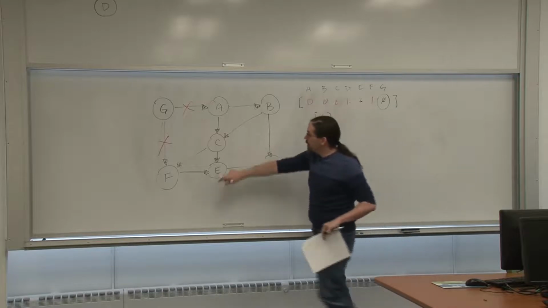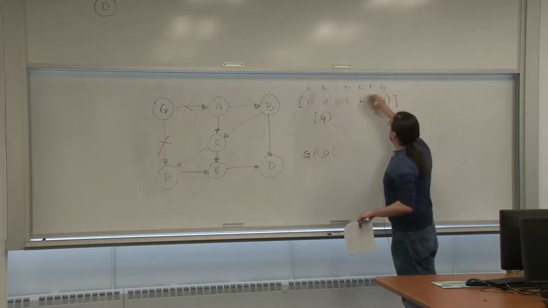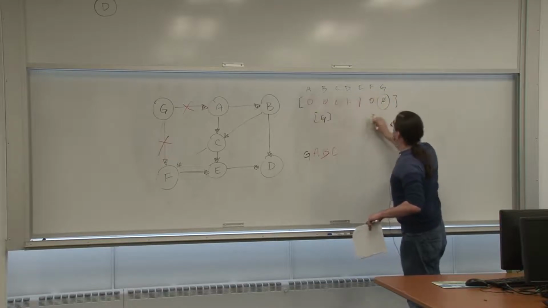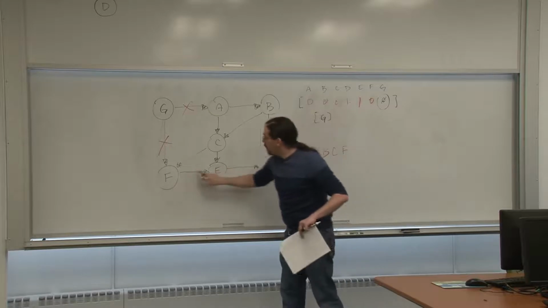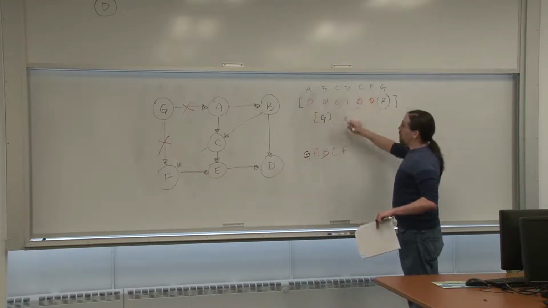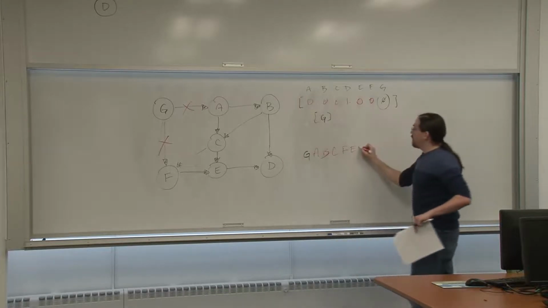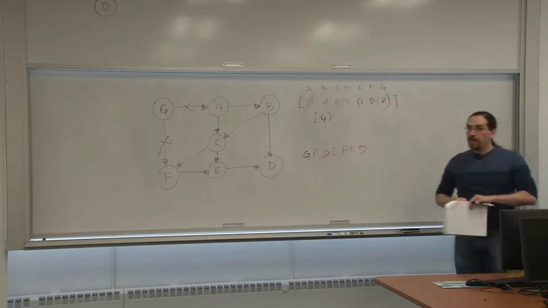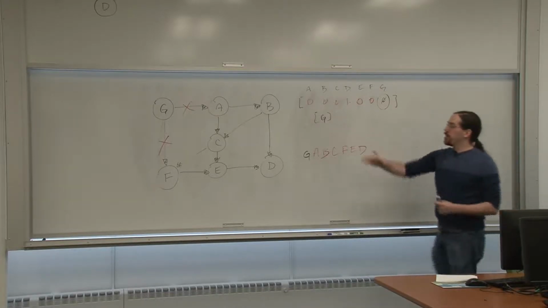So we go to C. We reduce F and E. We get 0 and 1. So F is next. We go to F. F points to E. So we reduce E, which is now 0. So we go to E. And then finally, we go to D. All right? So this is our topologically sorted order for this graph.